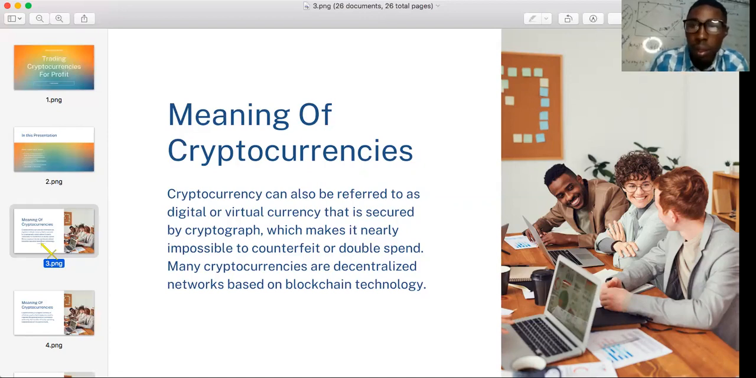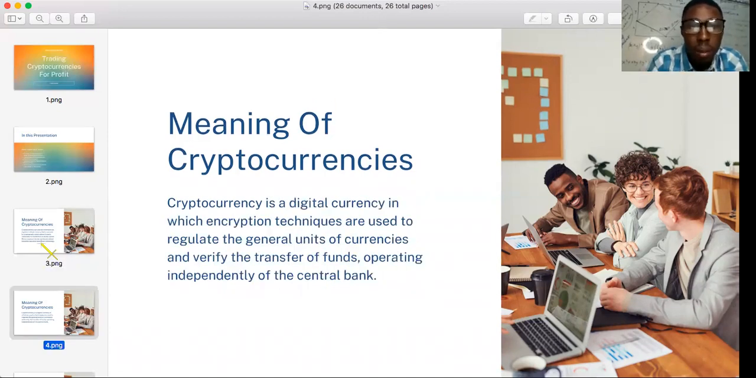All right. Now, still on that, cryptocurrency also is a digital currency in which encryption techniques are used to regulate the generation of units of currency and verify transactions, operating independent of the central bank. That's the decentralization I'm talking about. So this is actually the basic definition of cryptocurrency. In layman's terms, it is money in digital form, which has no regulation by a central authority. It is free from central bank regulation. Decentralization is one of the key and most important advantages of cryptocurrency.